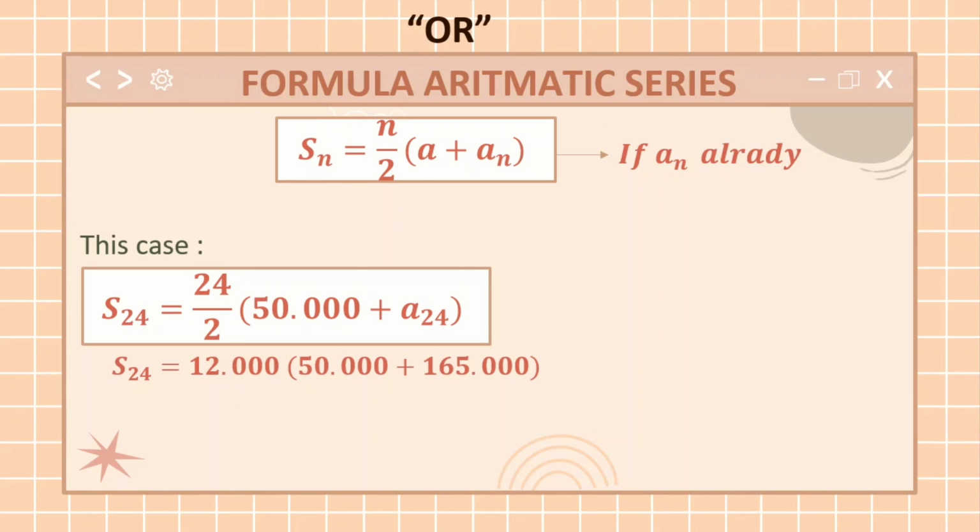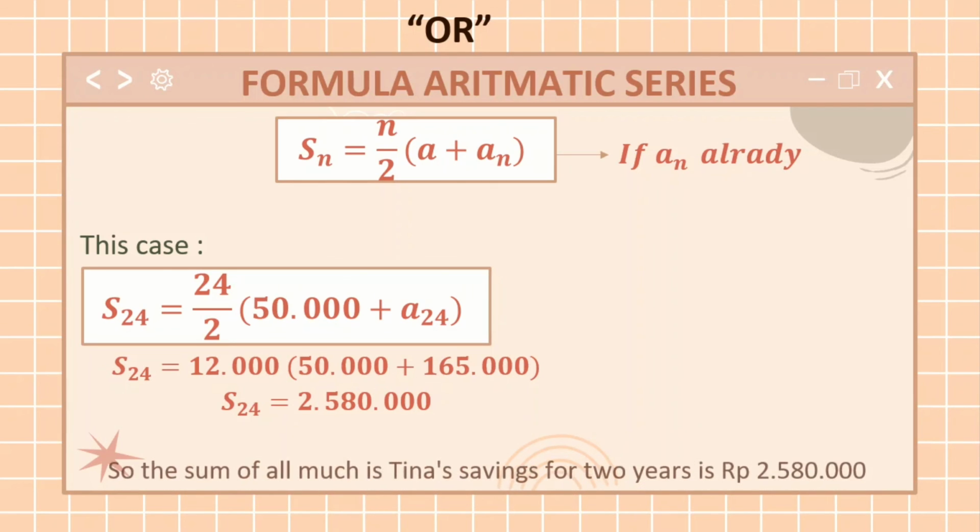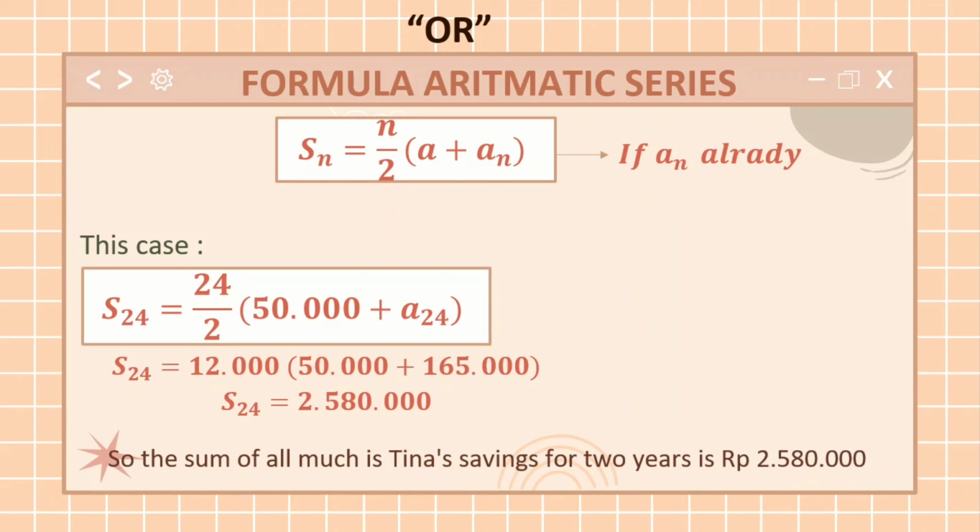S24 equals 12 times 50,000 plus 165,000. S24 equals 2,580,000. So, the sum of how much Tina is saving for 2 years is 2,580,000.